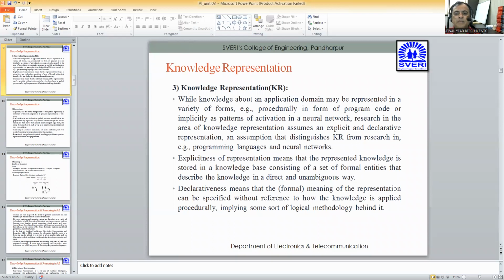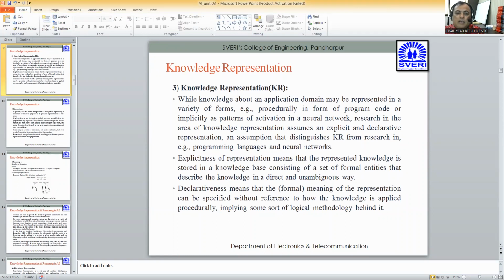Explicitness of representation means that represented knowledge is stored in a knowledge base consisting of a set of formal entities that describe the knowledge in a direct or unambiguous way. How are you going to represent this knowledge which has been stored? So how is it stored? Obviously in a knowledge base. How could this knowledge base be? The knowledge base could be describing the knowledge in a direct or unambiguous way. So the knowledge which you want to represent has to be stored somewhere. So it is stored in the knowledge base.